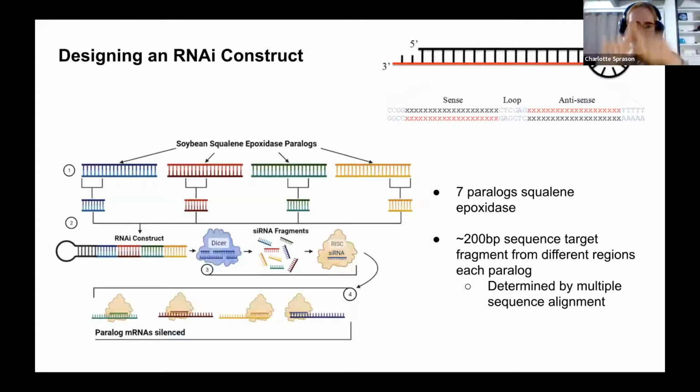This mRNA can then fold back on itself, anneal, and form that lovely little hairpin, which the Dicer complex comes and chops up into those 20 base pair fragments I mentioned. And the RISC complex then goes and slices up any mRNA which is complementary to the 20 base pairs that it's now holding on to. So with this, we hope to knock out all 7 paralogs, which means we'll have a complete knockout of that gene.